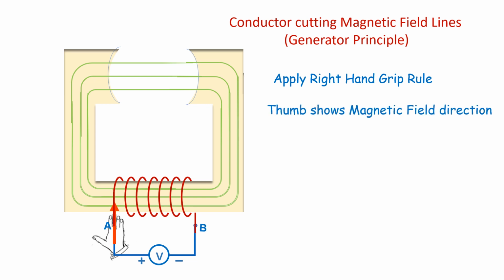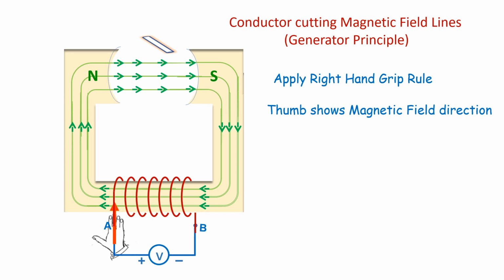The thumb shows the magnetic field direction. It is now shown in the figure by arrows. These magnetic field lines flow in the directions shown by the arrows throughout the core. Now on either side of the air gap, the north and south poles are formed. From the north pole, the flux lines come into the air gap and enter the south pole.